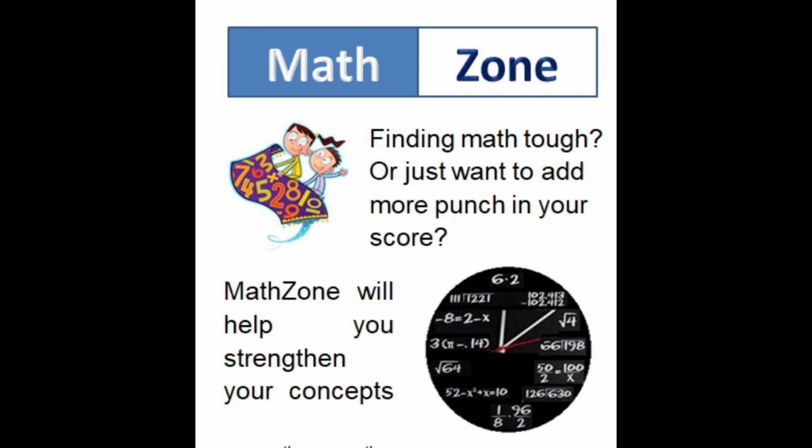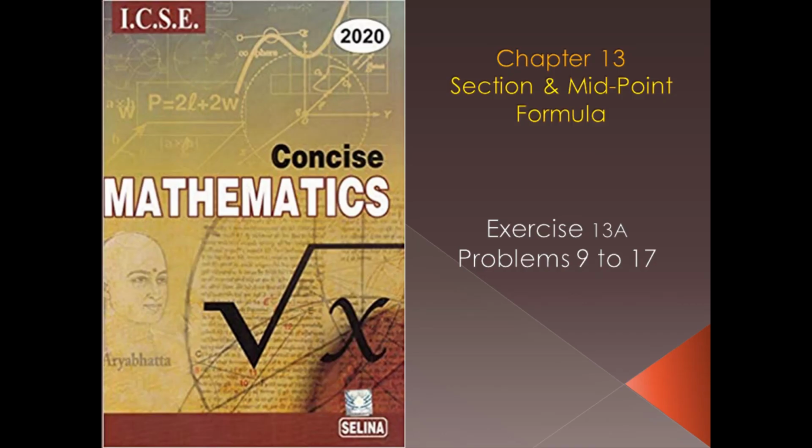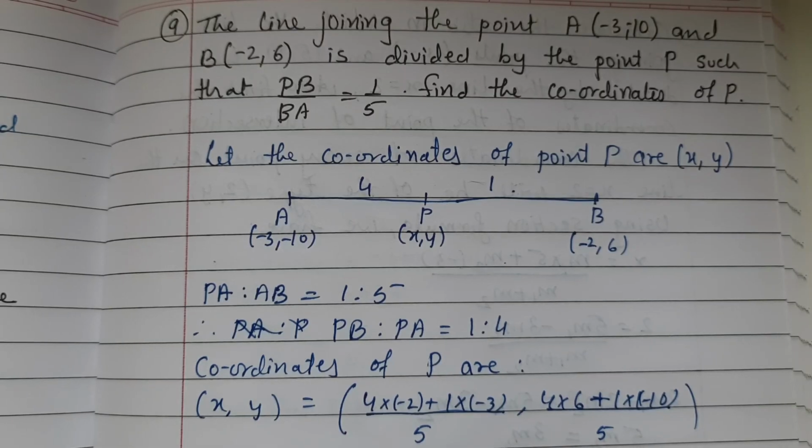Class 10, Chapter 13, Section and Midpoint Formula. Number 9. The line joining the points A (3, 10) and B (-2, 6) is divided by point P such that PB upon BA equals 1 upon 5. Find the coordinates of point P.